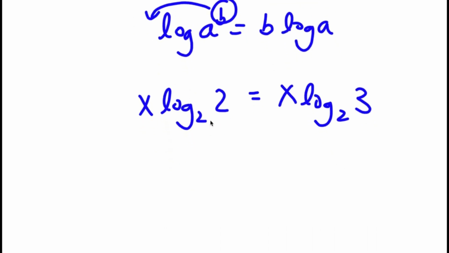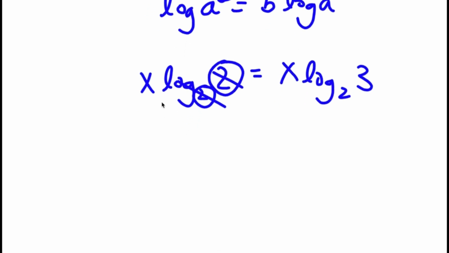Now, log base 2 of 2, these two are simply going to cancel out, because if the base and this are the same thing, then they simply equal 1. So now, from my left-hand side, I'm simply left with x is equal to x times log base 2 of 3.